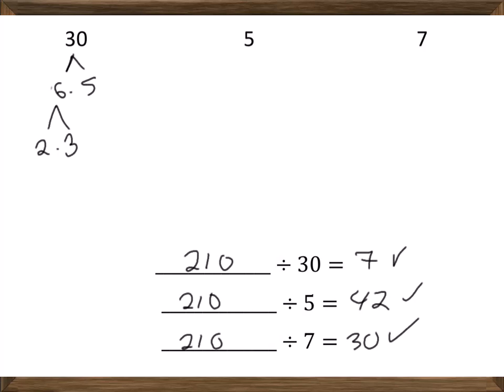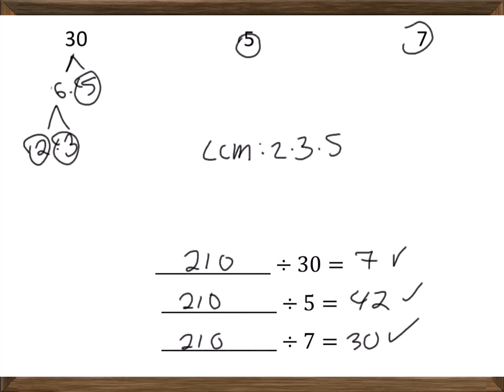Okay, so when we're building our LCM, we'll capture 2. It's only in one place. Then we'll capture 3. It's only in one place. Then we'll capture 5. And then we also capture 7. And if you multiply all this out, you still get 210.